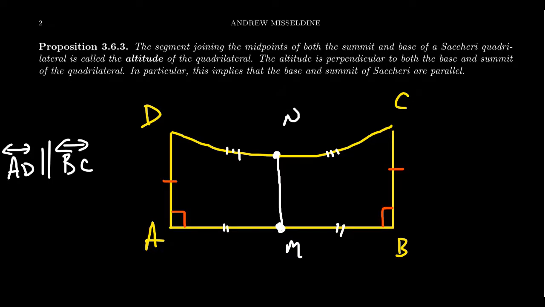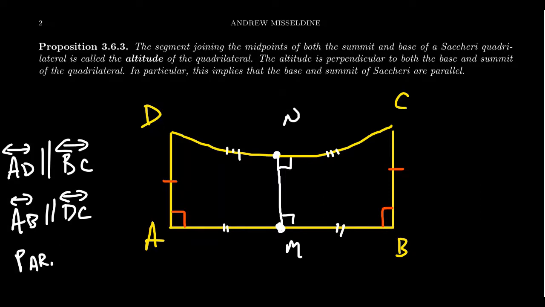Then what this proposition claims is that the altitude is perpendicular to both the base and the summit. That's what I'm going to leave up to you to prove in this video: that this altitude is a common perpendicular to the base and summit. And just by the same reasoning we said a moment ago, it becomes an immediate consequence of the alternate interior angle theorem that the base AB is parallel to the summit DC, because they have a common perpendicular. And so what this tells us is that Saccheri quadrilaterals are an example of a parallelogram.